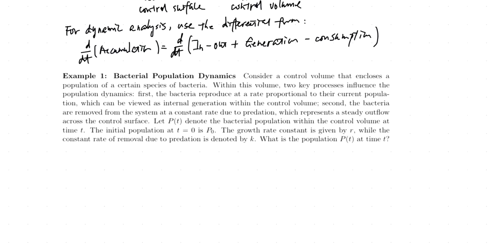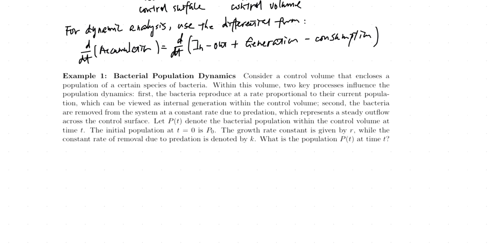Now our task is to find p, the population as a function of time, given that the initial condition is p naught. Initial condition means at t equals 0, the population is p naught. So let's apply the equation we just mentioned for the conservation law, the differential form. The rate of change of the material is d/dt. In this case, the quantity we are looking at is the population, the physical quantity being accumulated.